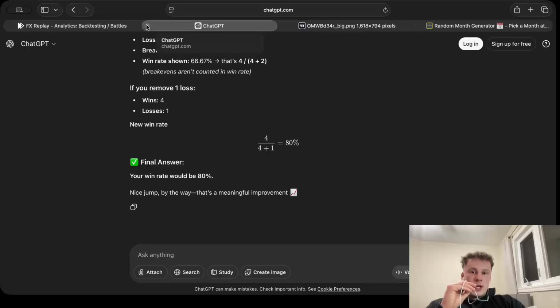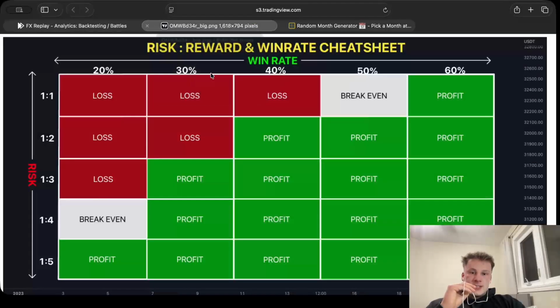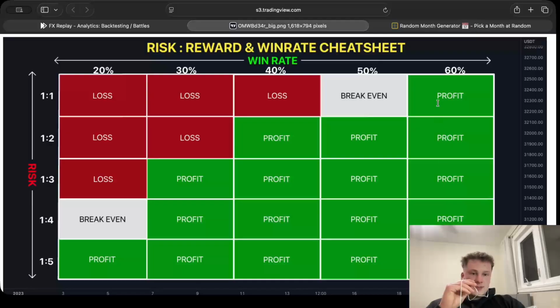In my next video, we will get a higher win rate, but I just wanted to show you guys this risk to reward cheat sheet showing profitability. Any risk to reward above 1 to 1 is profitable with a 60% win rate. You don't really need to have a high win rate. Even with a 60% win rate, you still will end up positive on the month.